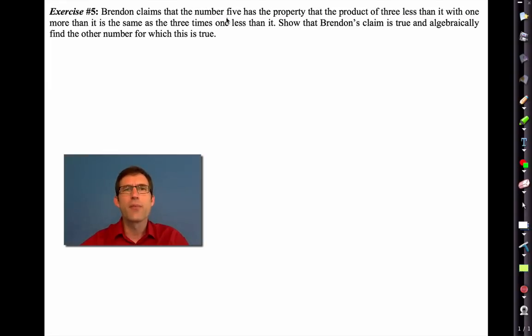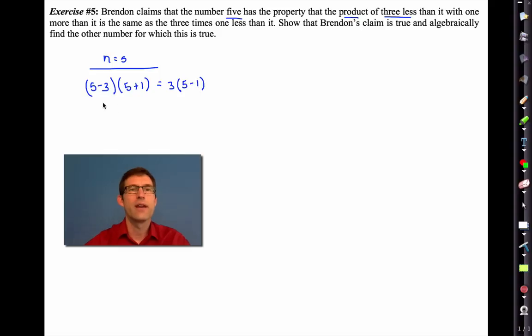So Brendan claims that the number 5, let me say n equals 5 and then do a little underline here, has the following property. What's the property? The product of 3 less than it, so that would be 5 minus 3, times 1 more than it, 5 plus 1, is the same as 3 times 1 less than it. In other words, 3 less than 5 is 2. 1 more than 5 is 6. 1 less than 5 is 4. And it looks like 12 is equal to 12.